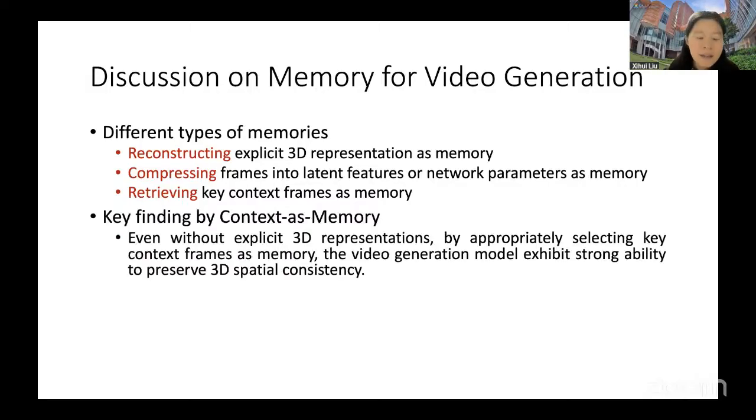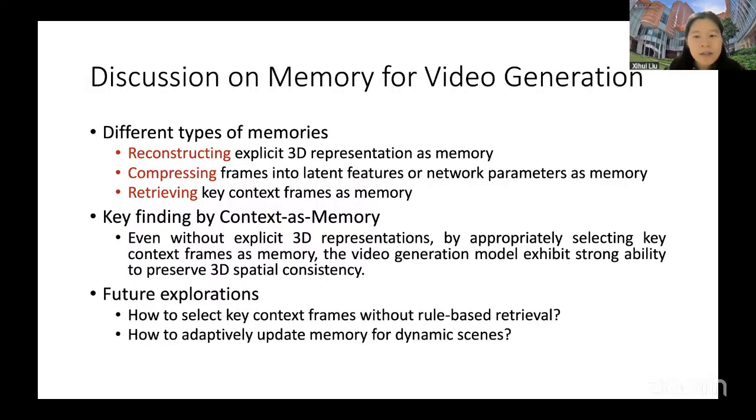However, the key finding of our approach, we think, is that even without explicit 3D representations, by approximately selecting key context frames as memory, the video generation model can exhibit strong ability to preserve 3D spatial consistency. This shows that the pre-trained prior in the video generation model, especially the 3D prior, may be stronger than we thought. And this also shows the potential of using pure video approaches to achieve very high 3D consistency.